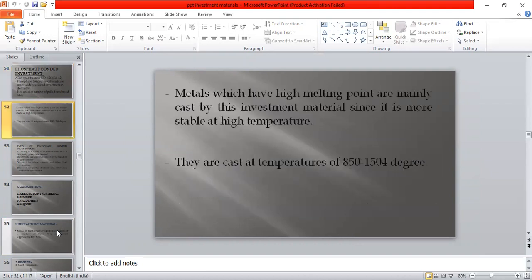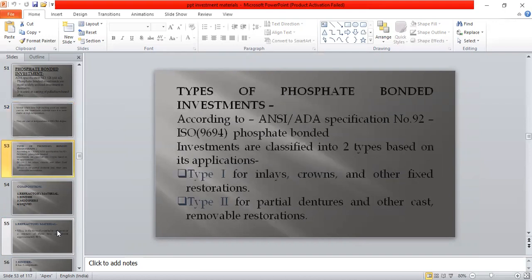Then the phosphate bonded investment material is used for casting of the cobalt chromium alloy and it can withstand high temperature, that is 850 degrees to 1504 degrees Celsius. So here the metals which have high melting point are mainly cast by this investment material since it is more stable at high temperature.